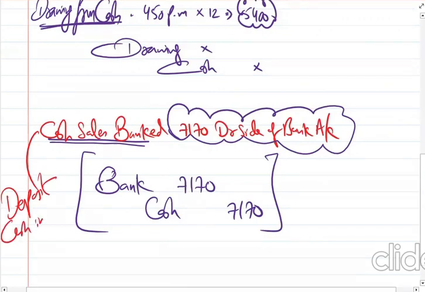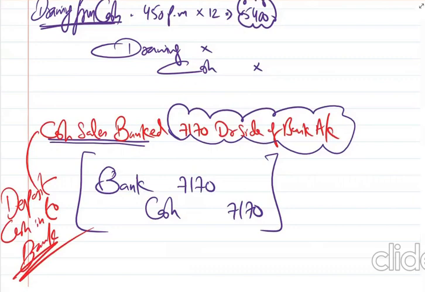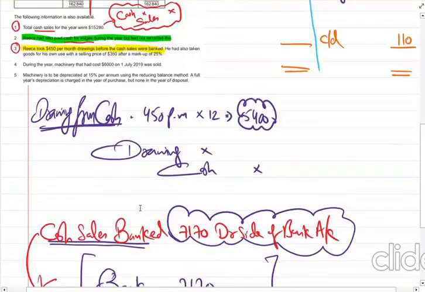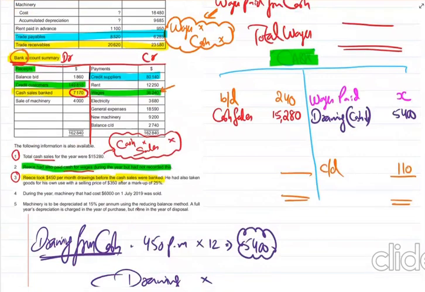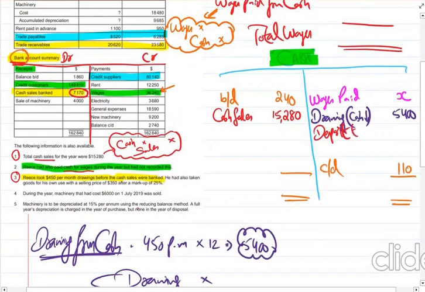Cash sales bank in easy English is depositing cash into the bank. So deposit means bank debit, cash credit. Right or wrong? So 7170 deposit through bank, meaning cash credit, bank is debited.